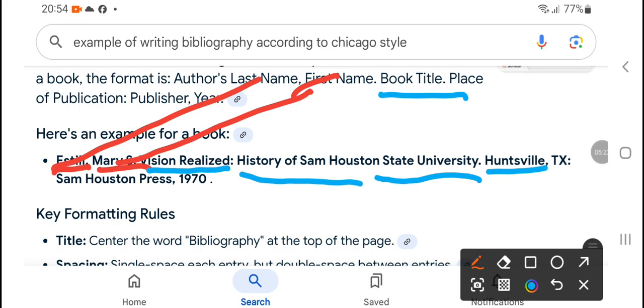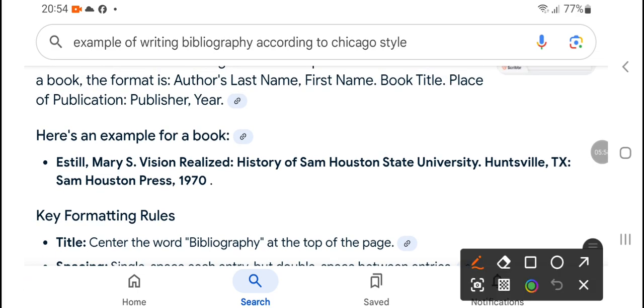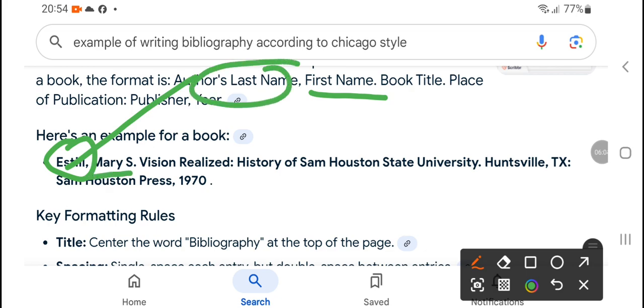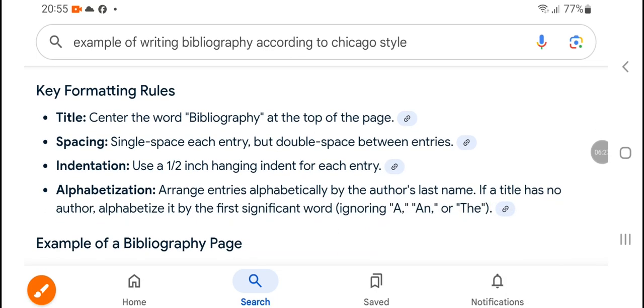Then place of publication, then publisher, and then year. So please take care when you write. This is the order we have to follow: first, the author's last name, then the author's first name, then book title, then place of publication, then publisher and year. So please follow these key formatting rules.